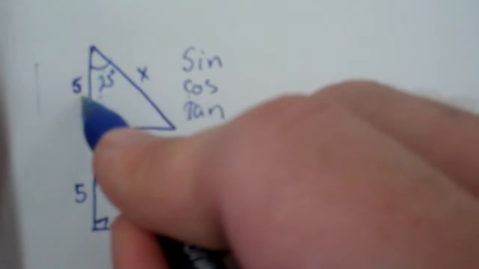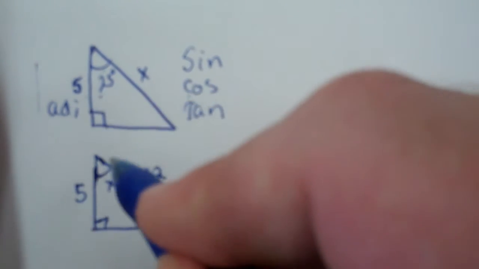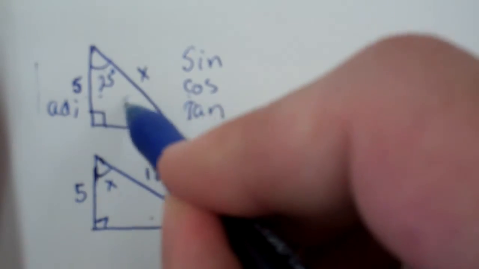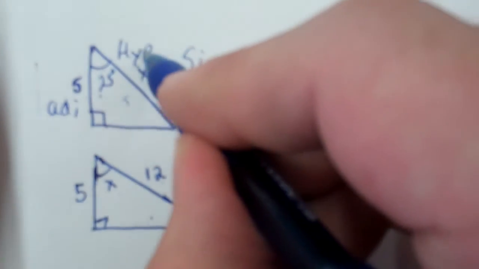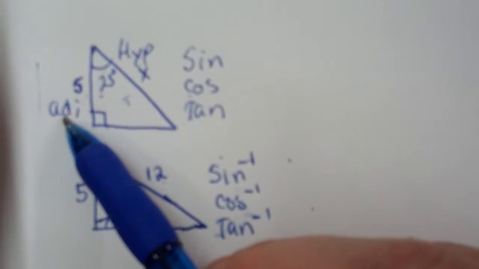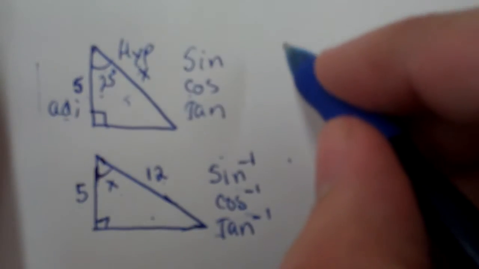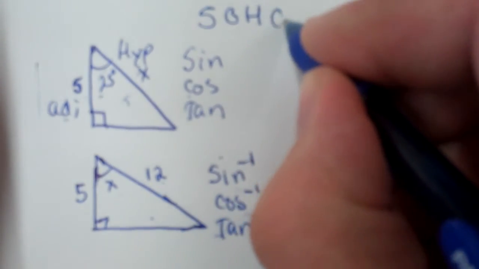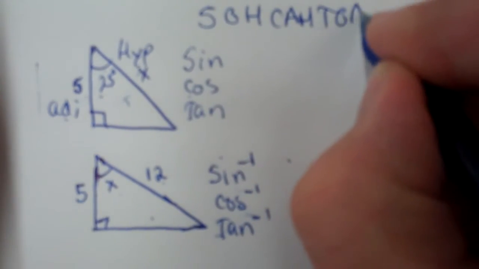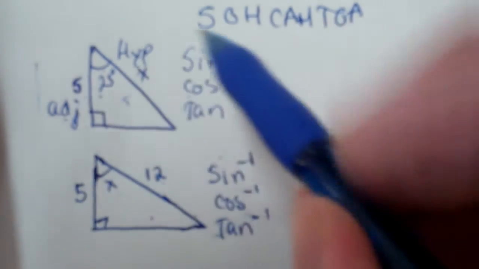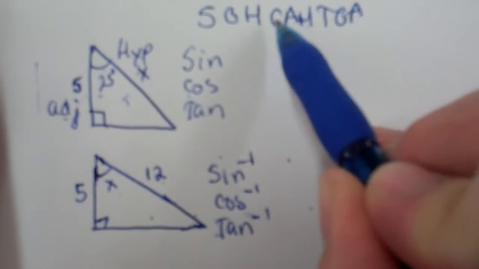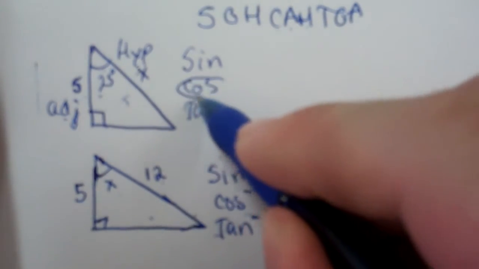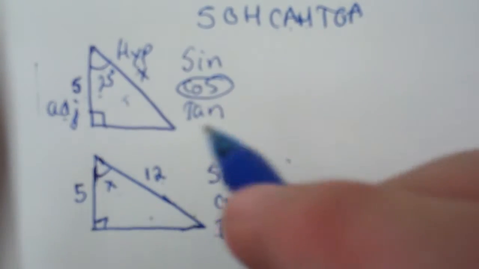Well, if that's my angle, then this next to it is an adjacent. And we know that across from the right angle is the hypotenuse. Which one uses an adjacent and a hypotenuse? Well, if we go to SOHCAHTOA, that can help. SOHCAHTOA. And we have an adjacent and a hypotenuse. Right there is an adjacent and a hypotenuse, so that's the cosine. We should use the cosine to solve this one.